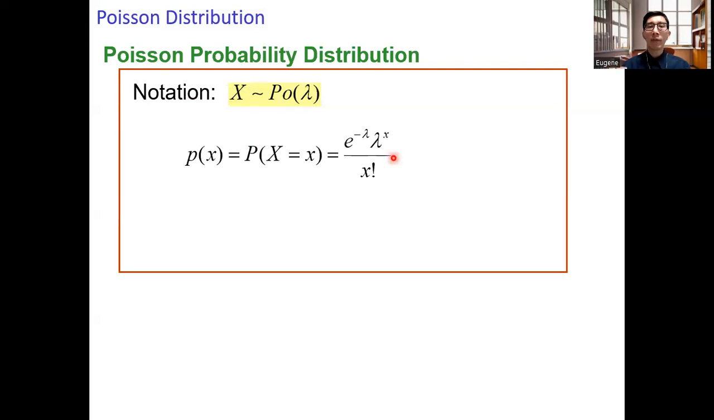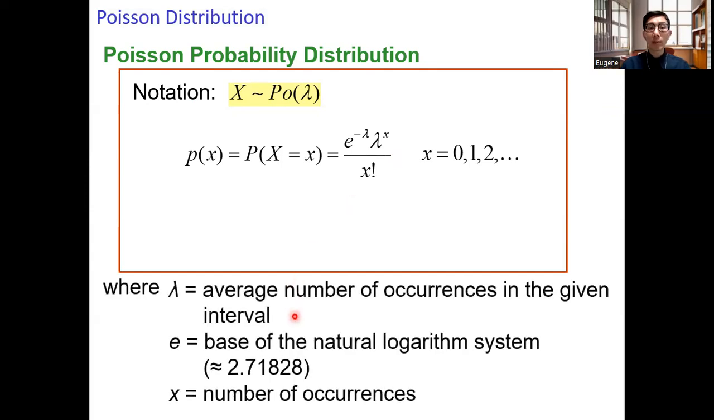x is the number of events occurring. So x can take on values 0, 1, 2, up to infinity. And what is lambda? What is e? Lambda is the parameter, corresponds to the average number of occurrences in the given interval. And e is the Euler's number, the base of the natural log system, approximately equals 2.71828. And x is the number of events occurring.